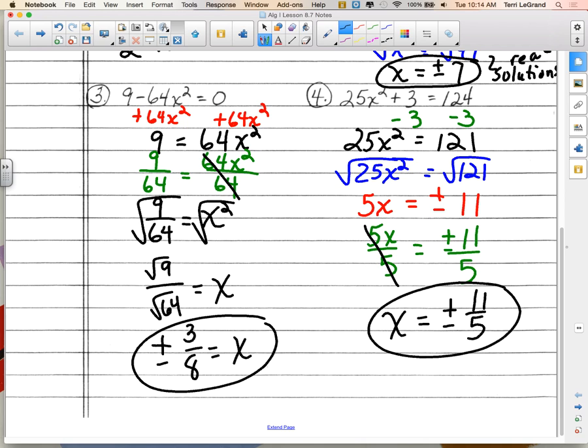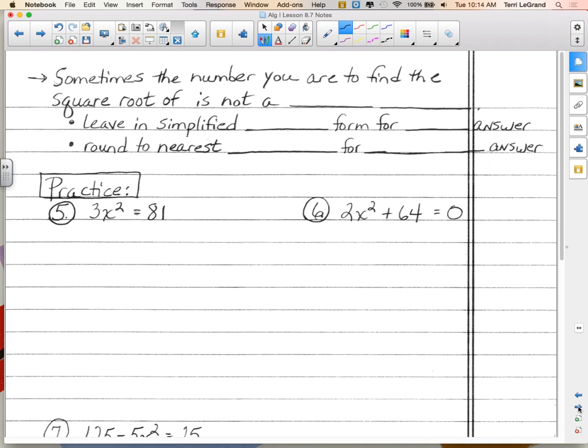Okay, anybody else? Let's go to the back side, because there are going to be times that there are not going to be these nice, clean-cut answers. Sometimes the number you are to find the square root of is not a perfect square. We know there are lots of those hanging out on the number line. Give me an example of a number that is not a perfect square? 7. 17. There's a ton of them. If we try to take the square root of a non-perfect square, it's going to have to be approximated.